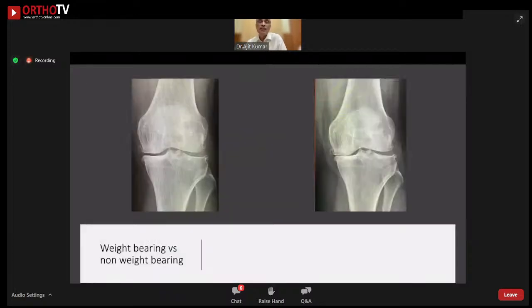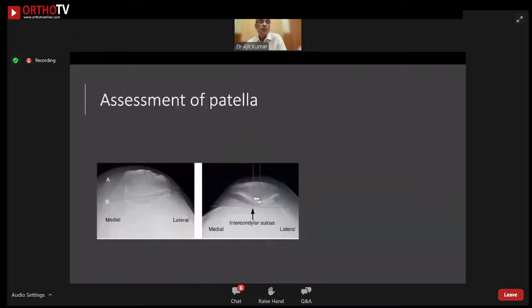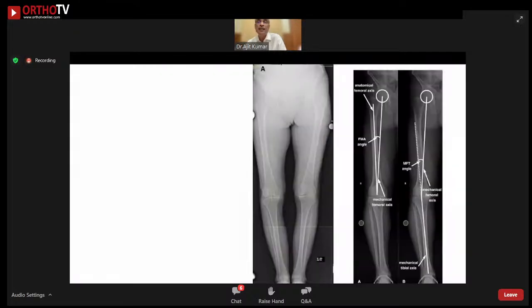You see the difference between the weight-bearing x-ray on the right as opposed to the one on the left. So it's important that whenever you get an x-ray of your knee patients, get it in a standing mode. Lying down x-rays sometimes do not give you the true picture. And also about the sulcus, the hypoplasia of the lateral femoral condyle, it can be visualized in this, as also the tracking of the patella can be gauged by that.